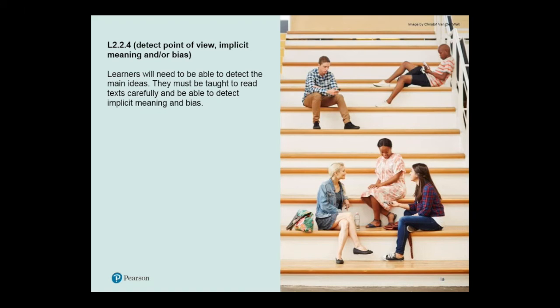L2.2.4. Detect point of view, implicit meaning, and/or bias. Learners will need to be able to detect the main ideas in a text. They must be taught to read text carefully and be able to detect implicit meaning and bias.